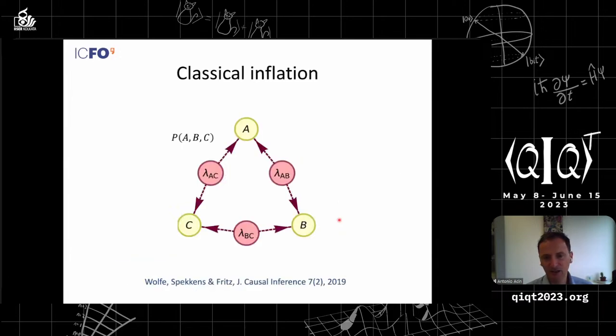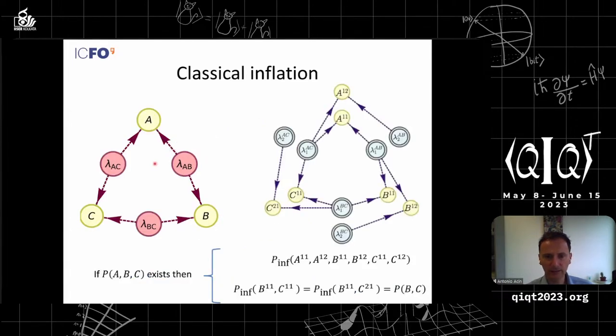So I will quickly explain how you solve this issue, okay? And this is based on a very nice idea that was introduced by Wolfe, Spekkens, and Fritz in this paper. Basically, what you can do with these networks is, okay, I want to see if some given correlations are compatible with this network. This is a problem of causal inference. I want to understand if these causes can explain these correlations.